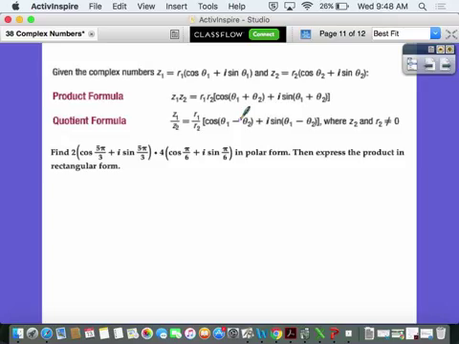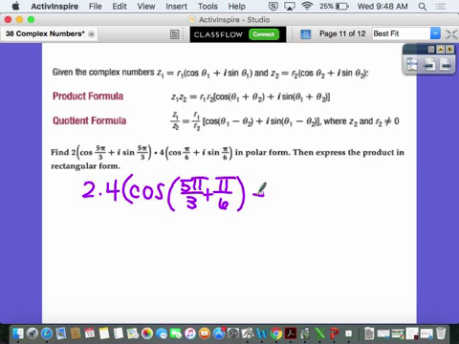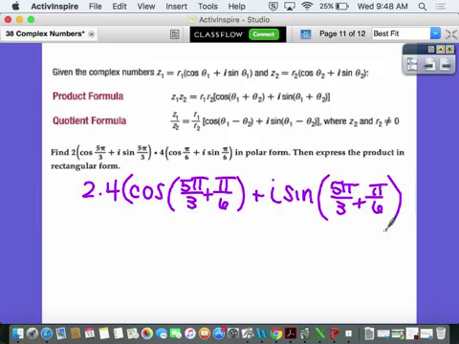So if you're trying to find the product of these two in polar form, you're going to multiply them. So you're going to do 2 times 4, and then what do you do to your thetas? You're going to add them: cosine of 5 pi over 3 plus pi over 6, plus i sine of 5 pi over 3 plus pi over 6. I'm just writing this out so you guys can see it.